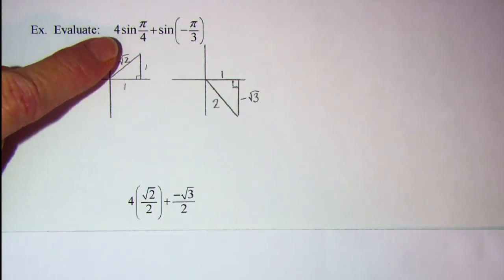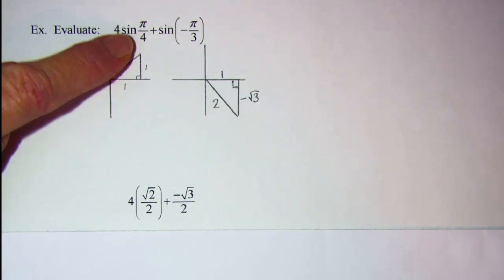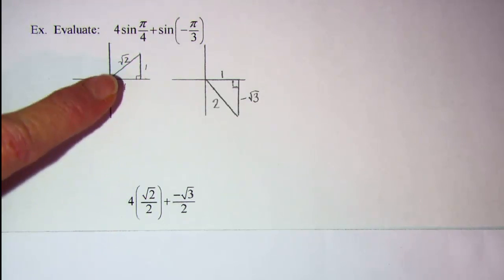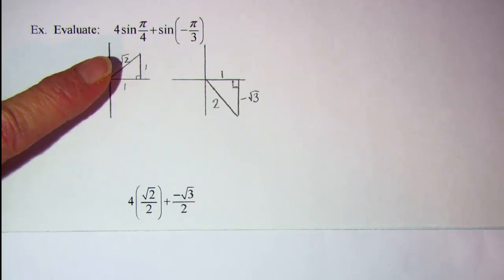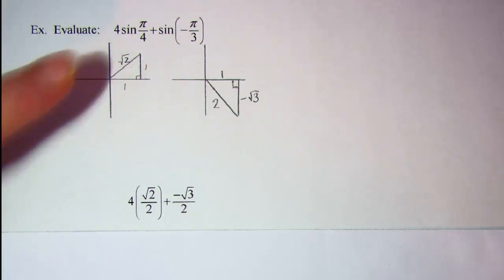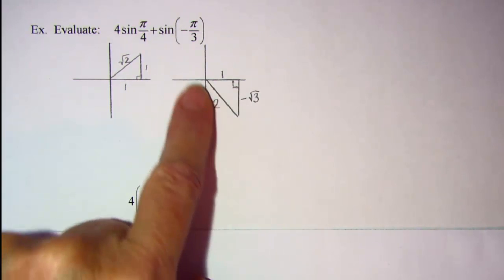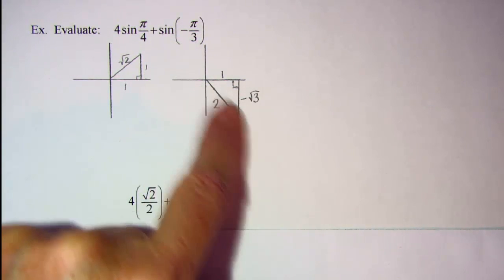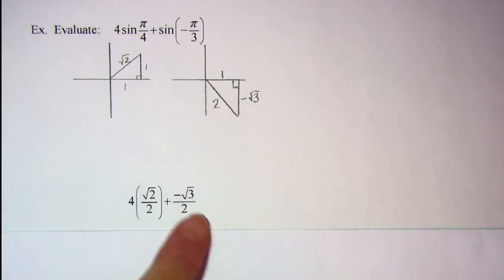So our problem has 4 multiplied by the sine of pi over 4. So 4 multiplied by, and then my sine is opposite over hypotenuse. So 1 over root 2, which rationalizes to root 2 over 2. Now for this term, I want the sine of my reference angle. So I want opposite over hypotenuse, which is a negative root 3 over 2.